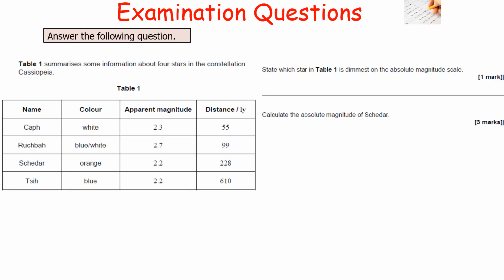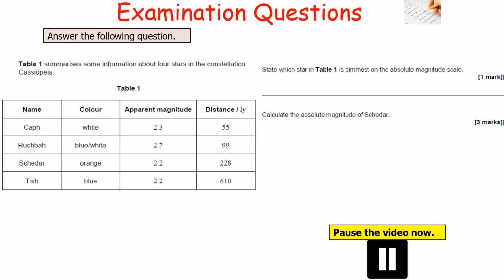Now the next question says, Table 1 summarises some of the information about 4 stars in the constellation Cassiopeia. So firstly, state which star in Table 1 is the dimmest on the absolute magnitude scale, and then calculate the absolute magnitude of Cedar. So pause the video now, then unpause the video when you want to go through your answer.